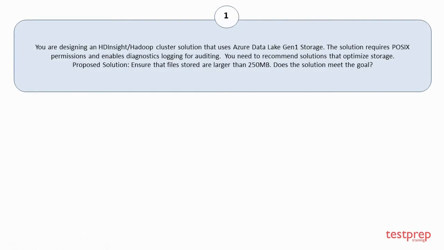You are designing an HD Insight or Hadoop cluster solution that uses Azure Data Lake Gen 1 storage. The solution requires POSIX permissions, and enables diagnostics logging for auditing. You need to recommend solutions that optimize storage. Proposed solution: ensure that files stored are larger than 250 megabytes. Does the solution meet the goal?